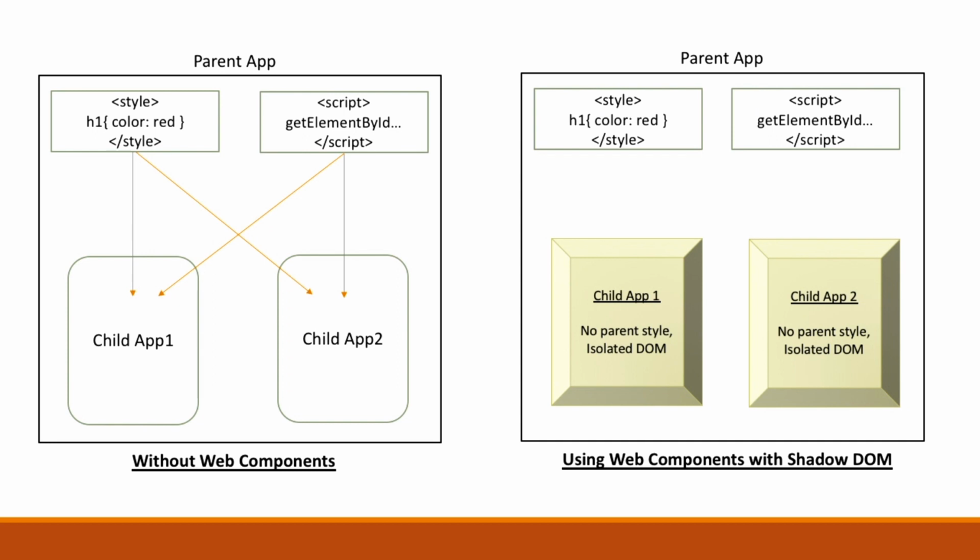This is the ideal world. You have the parent application with styles and scripts, and you have child applications which are completely insulated and protected from the parent. There is no parent style coming into the child application, and the document object model, which is an in-memory object representation of your website that you can programmatically change, is isolated within the child application. This is the ideal world. Previously there were lots of talks about web components, but not all major browser vendors were adopting them. Now is the right time. Most of the major browser vendors are supporting web components, and you can readily use them from today.